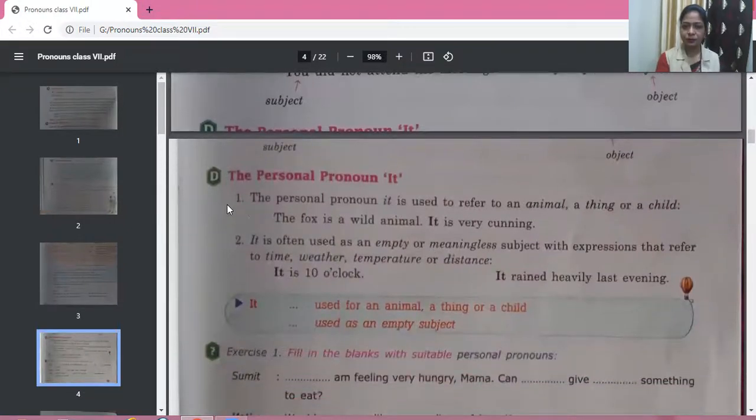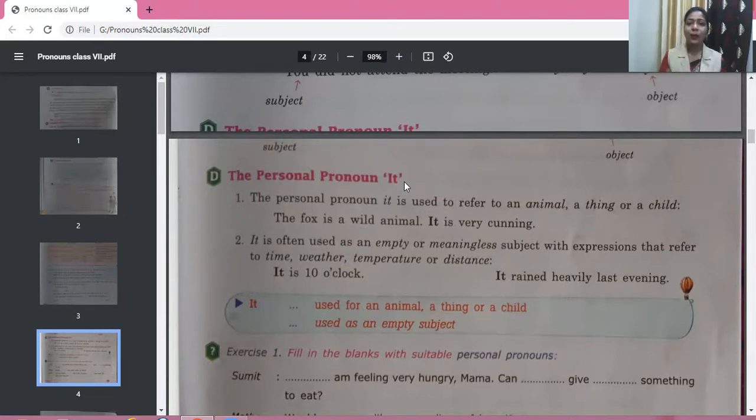Now, if we talk of the personal pronoun it, if I'm talking about a dog, I am using it. Why? Because I may not know whether it's a male or a female. Okay. So when I say baby, the baby is crying. It is hungry. Now when I say baby, I don't know whether the baby is a boy or a girl. That is why I will use it for the baby. The baby is crying. It is hungry.